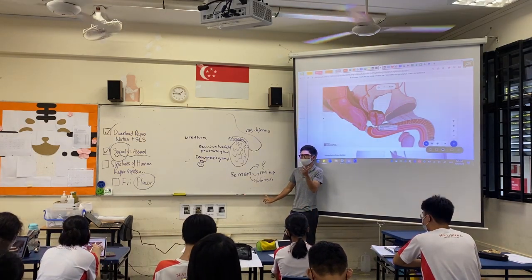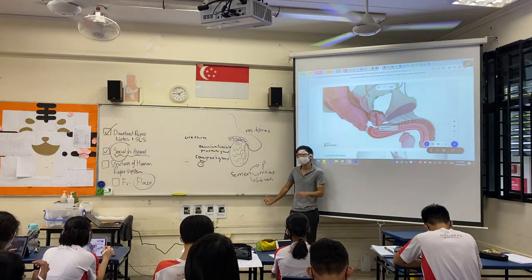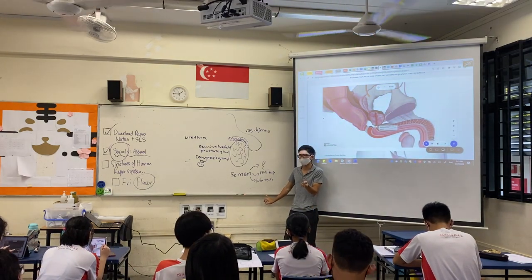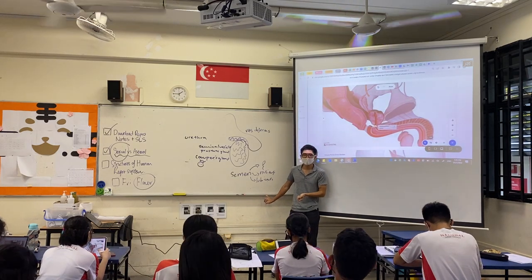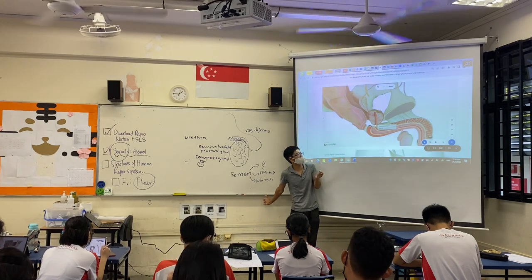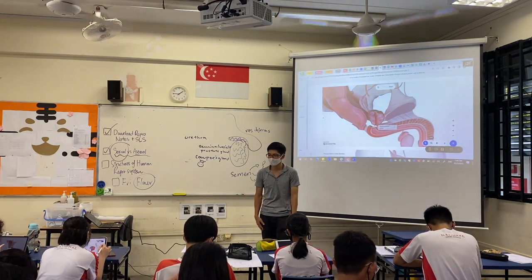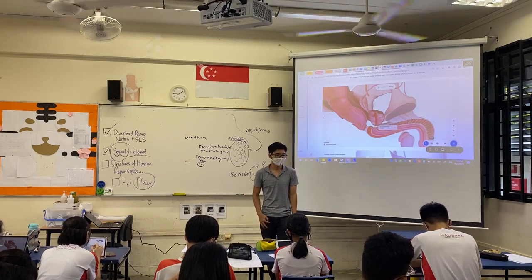Okay, so what's in it for you? What is more important for you to know is this. Can you trace the path that sperm takes out of the male repro system? Okay, that's what's important. I say again, what's really important for this is, can you trace the path that sperm takes out of the human repro system? Or the male repro system?